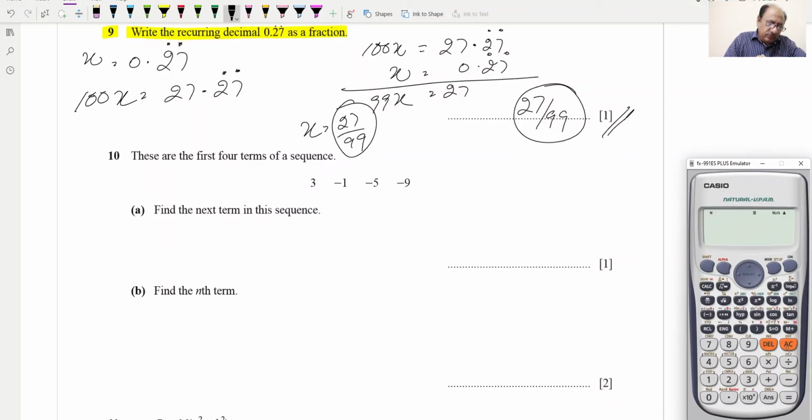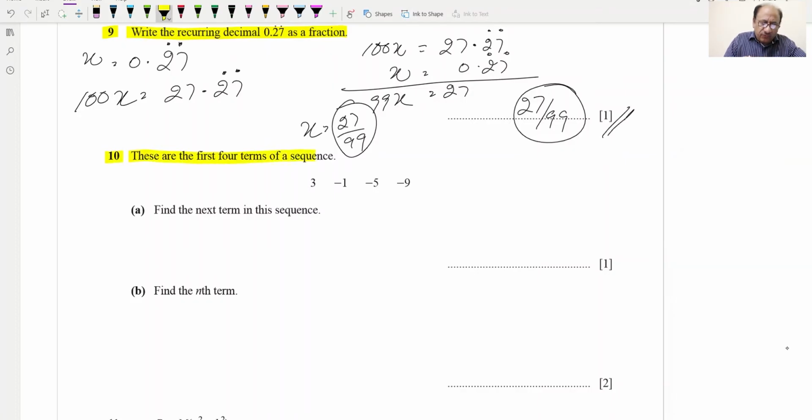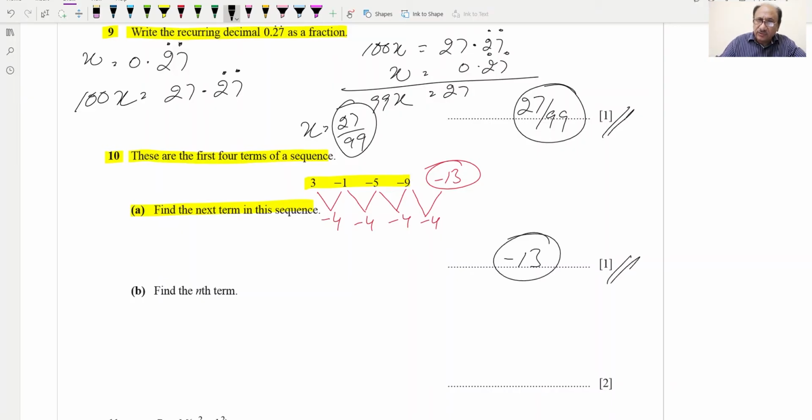Now question number 10. Question number 10 says these are the first 4 terms of a sequence. Find the next term. So we need to find the next term. If we check, this will be minus 4. 3 minus 4 is minus 1, and minus 1 minus 4 is minus 5, and minus 5 minus 4 is minus 9, and for the next term we can subtract 4 from minus 9, and it will be minus 13. This will be our answer, and we can write minus 13 as the answer.